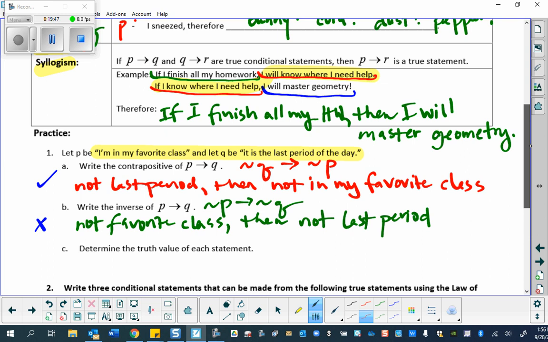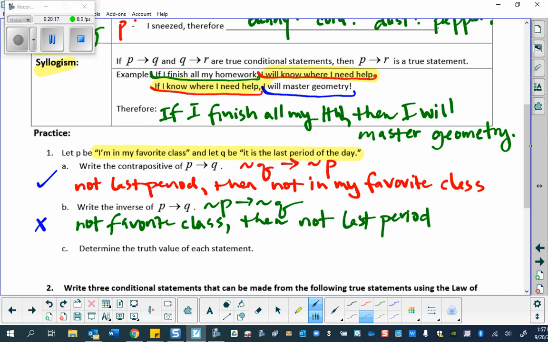So for my 7th period friends, we can talk about this one. If P is, I'm in my favorite class, if I'm in my favorite class, then it's the last period of the day. Here we are, 7th period. It's your favorite class, geometry. The contrapositive, if it's not the last period, then I'm not in my favorite class. Is that a true statement for you?